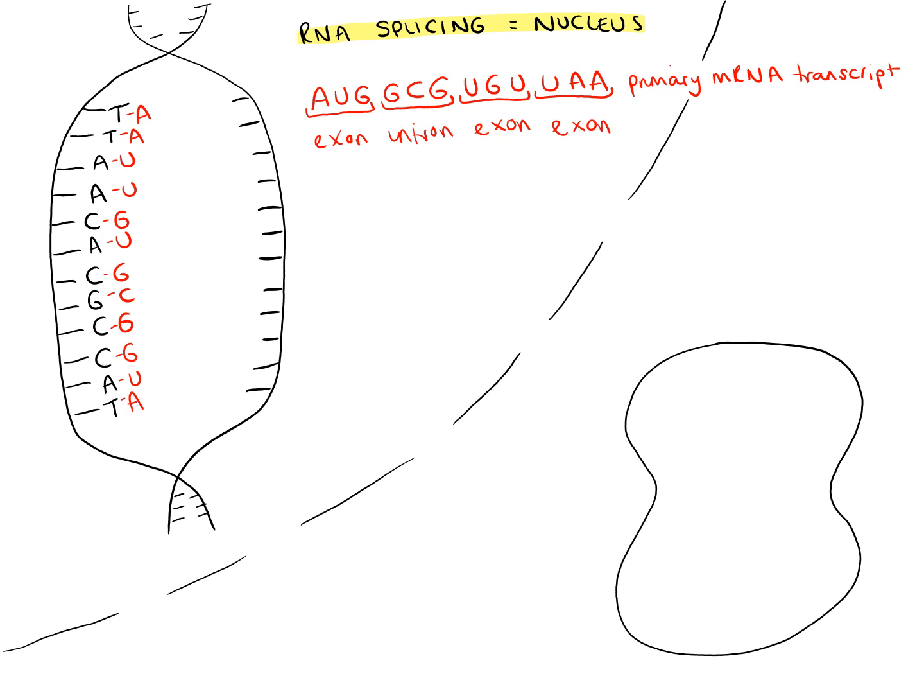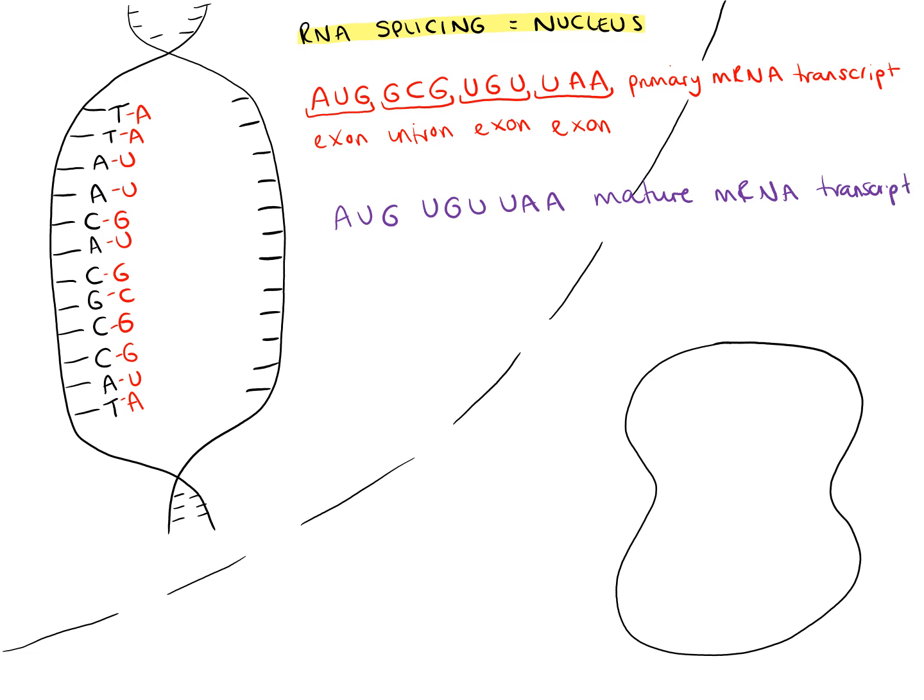Now what we do is we're going to remove these introns by RNA splicing, so we're going to cut them out, and what we are going to be left with is all of these exons. And you can see that this new transcript is a lot shorter, it contains exons only, and we're going to call this our mature mRNA transcript.